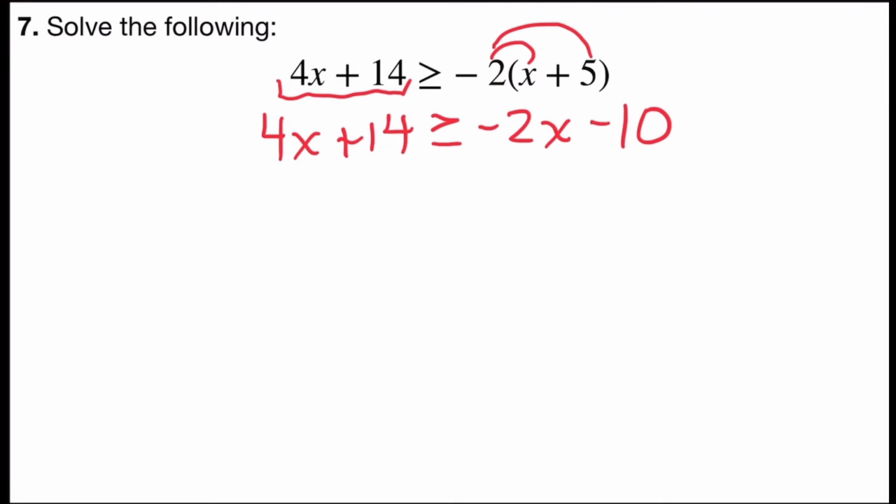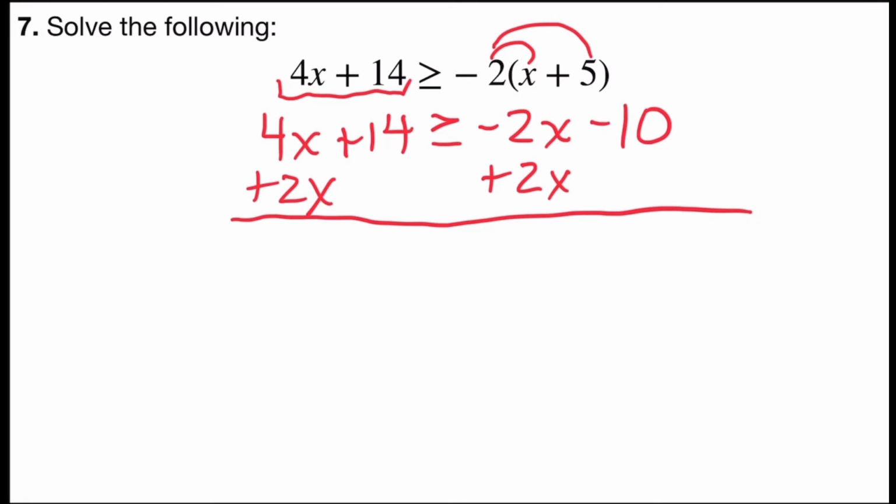Now I have to put all my variable terms on one side and my number terms on the other side. I like to keep my variable term positive. However, in inequalities, I kind of like to keep my variable terms on the left side, and so I can read it from left to right. You don't have to, but it's just easier as we read from left to right to see what the actual inequality is. So I'm going to add the opposite of negative 2x, which is positive 2x on both sides, in order to eliminate the variable term on the right.